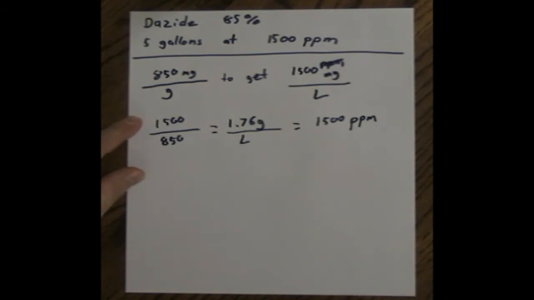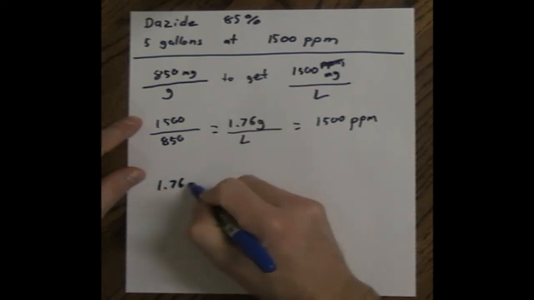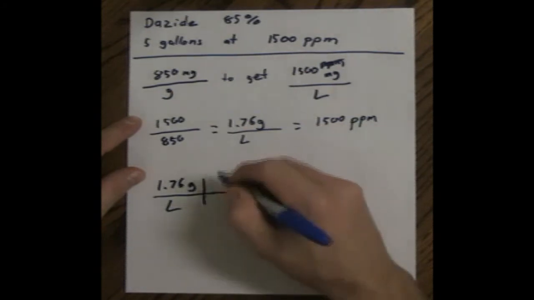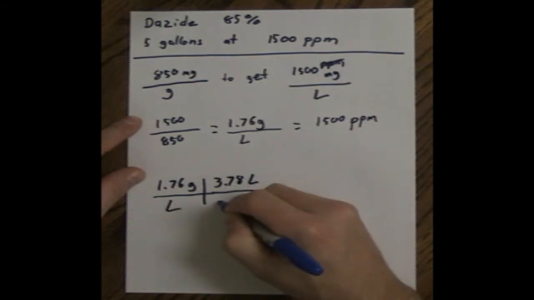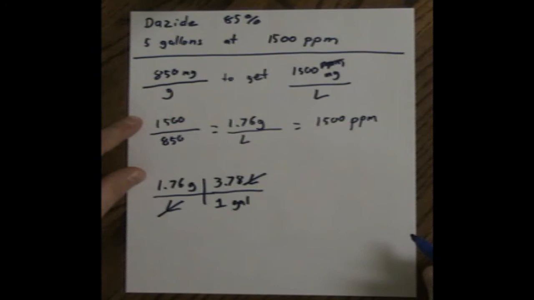Now again, that's in grams per liter, and we're looking for 5 gallons of the solution, so we just need to convert this grams per liter into grams per gallon, or 5 gallons. So just like before, we'd pick 1.76 grams per liter. We know that there's 3.78 liters per 1 gallon, so our liters cancel out.